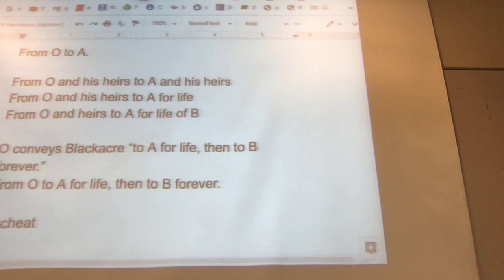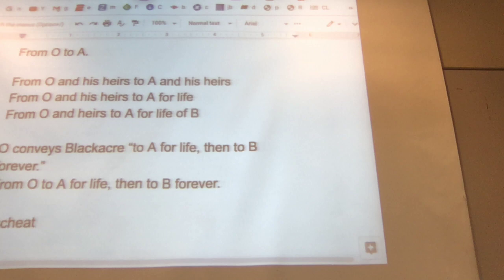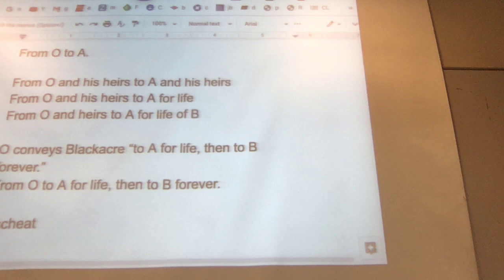Let's try this one at a time. You have a bundle of sticks. You have the present interest and the future interest. In this question, A gets the present interest, it's called life estate. B gets the future interest, which is called a remainder, right? A gets life estate, present interest. B gets the remainder, the future interest. You always have to account for both the present and the future interests. They have to belong somewhere, right? You cannot have a piece of land that has no future interest. Someone, somewhere down the road has to step into it, right?